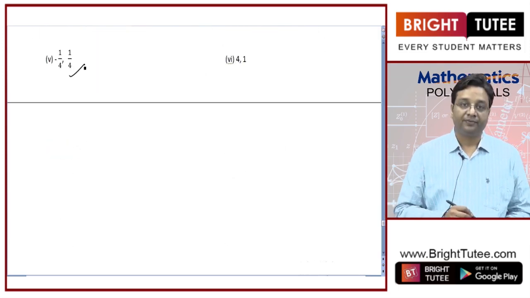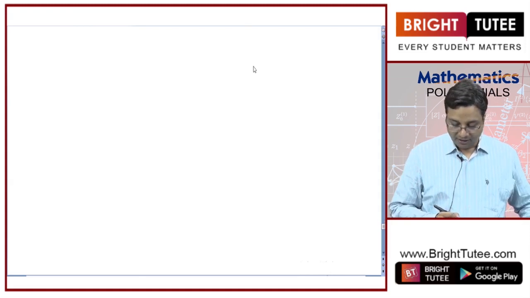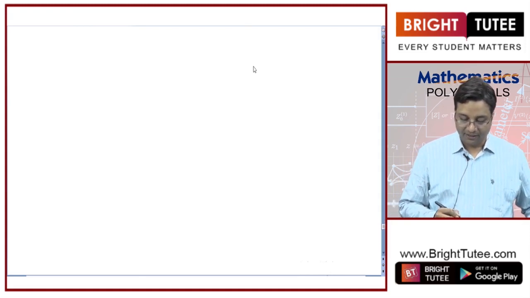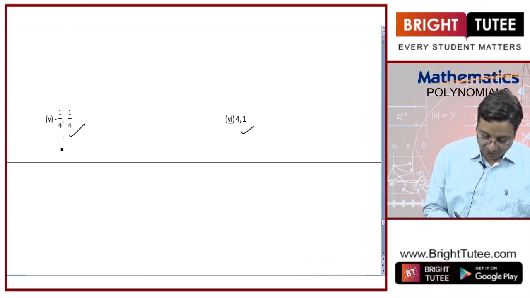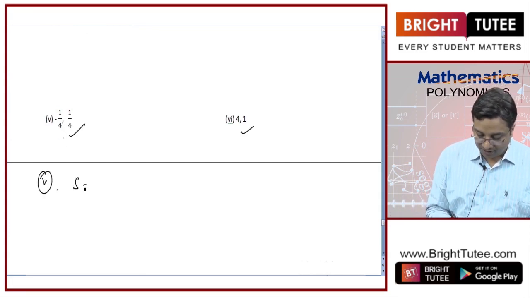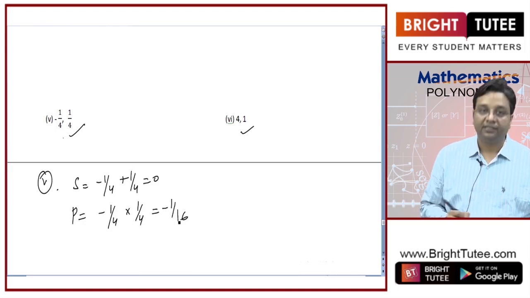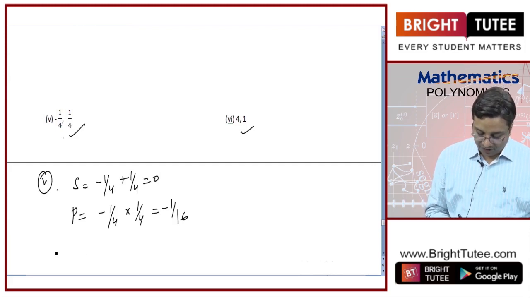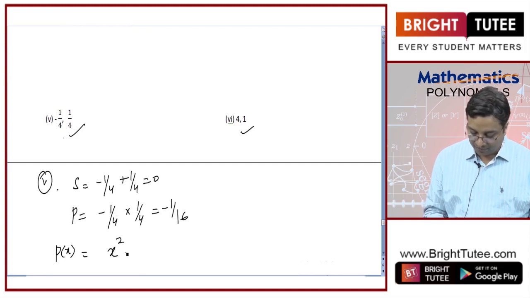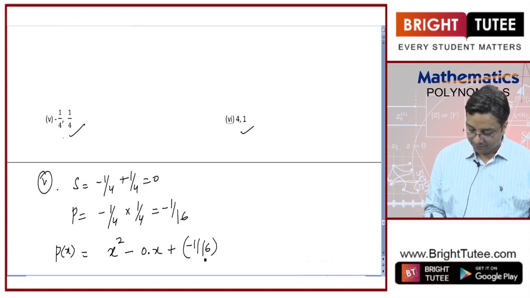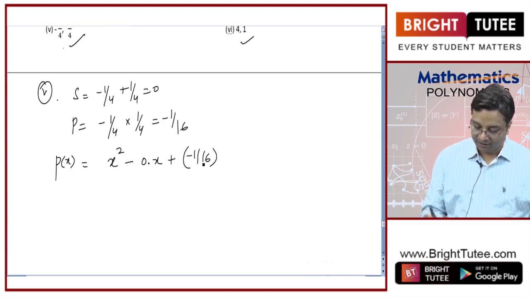Similarly for this one and this one. Let's do one of these and then we will move on. For this fifth case, the sum is minus 1 by 4 plus 1 by 4, which is equal to 0. What is the product? It is equal to minus 1 by 4 into 1 by 4, which is equal to minus 1 by 16, right. So one of the quadratics that is required, let us say p of x, will be equal to x square minus sum, 0, into x plus product, minus 1 by 16.